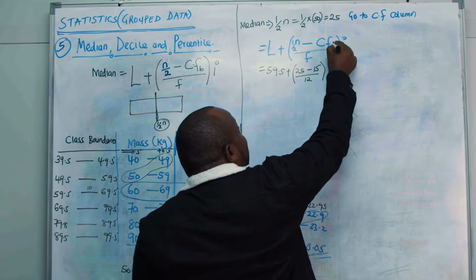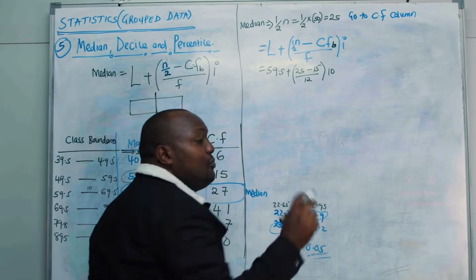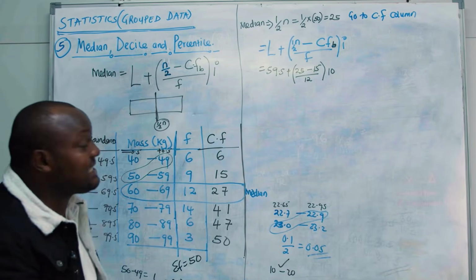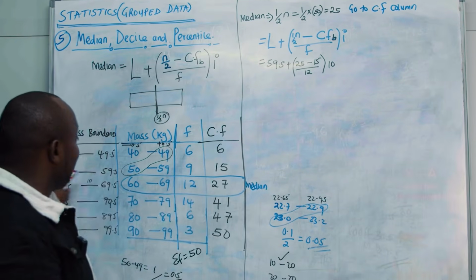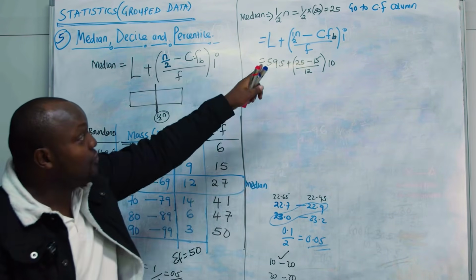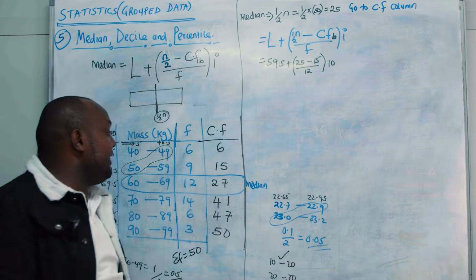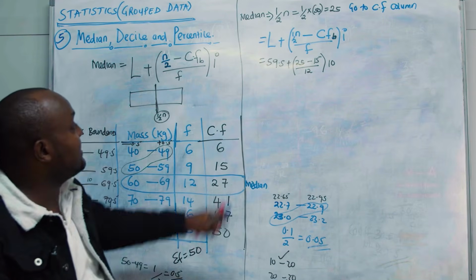And I want to emphasize something on this one: cumulative frequency of the class before. Everything else we have been using is of that class we have gotten, but for cumulative, we use the class before. So in that case, it's 15.